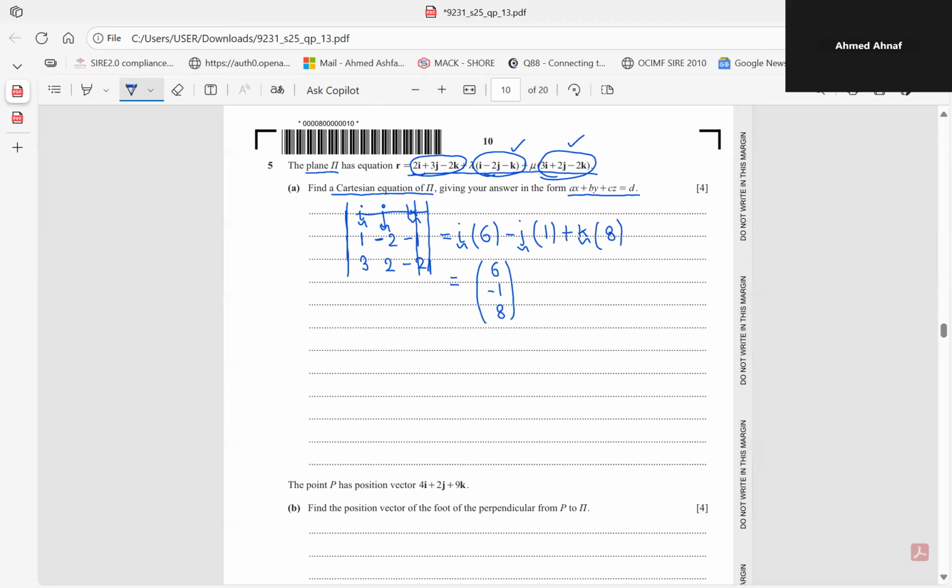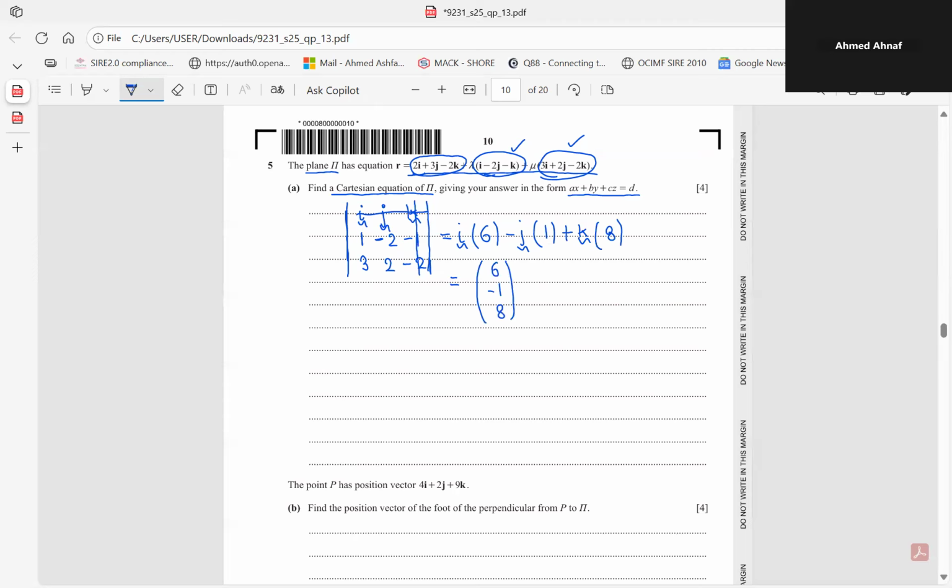Okay, so to do this, let's do a sketch. So this would be like the sketch of the side view, okay? So this would be our plane pi, and this is our point P. And the direction vector of the perpendicular will be the normal vector to the plane pi. So this would just be (6, -1, 8). And we're going to have to find the position vector of this line meeting the plane.